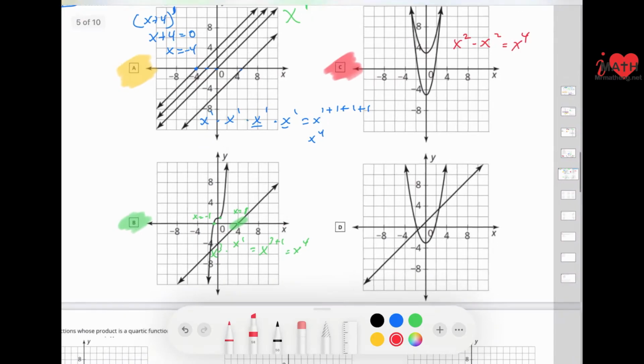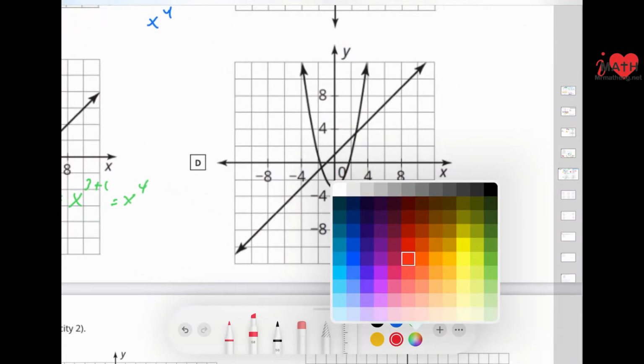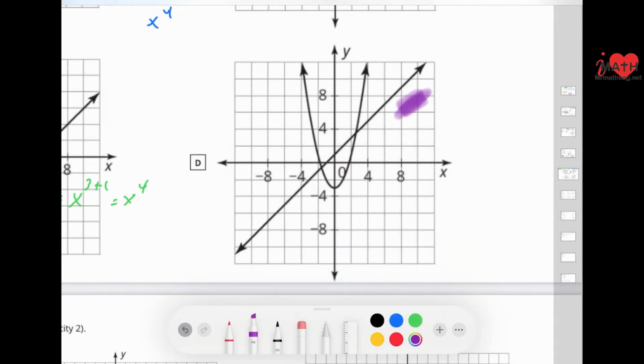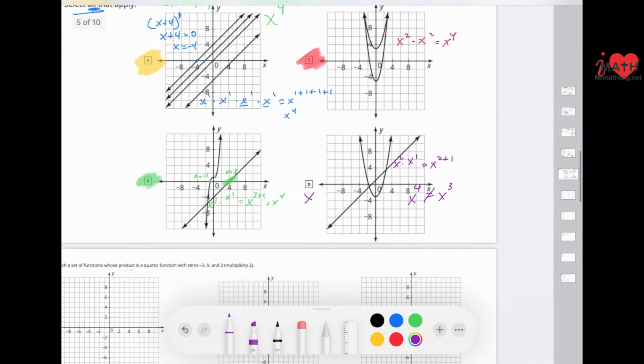And then let's look at the last one here. You have a linear, which is, try that again. Linear is x to the first, and then a parabola or quadratic is x to the second, and this would give you x to the third. And this is not a fourth power, so I'm not going to choose D. So the answers for 5 are A, B, and C.